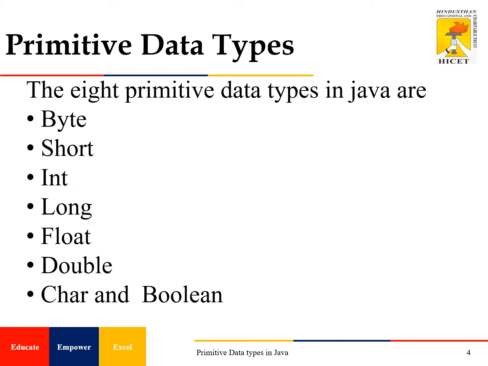So there are 8 primitive data types in Java, and those are byte, short, int, long, float, double, character and boolean. From that, the first 4, byte, short, int, long, come under the integer data type. Float and double come under the floating point data type. Then the character and boolean.